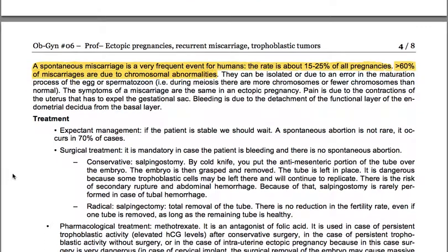Treatment. We can have an expectant management. If the patient is stable, we should wait. A spontaneous abortion is not rare. It occurs in 70% of cases. You can also have a surgical treatment, mandatory in case the patient is bleeding and there is no spontaneous abortion.